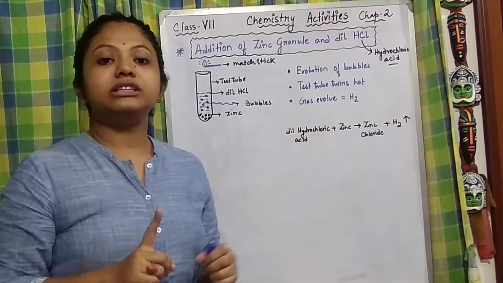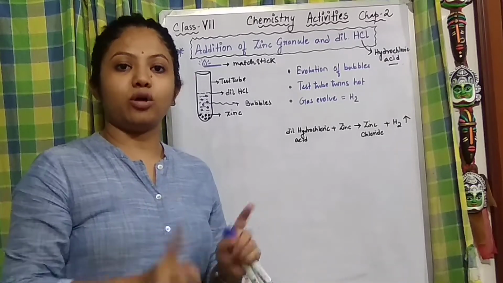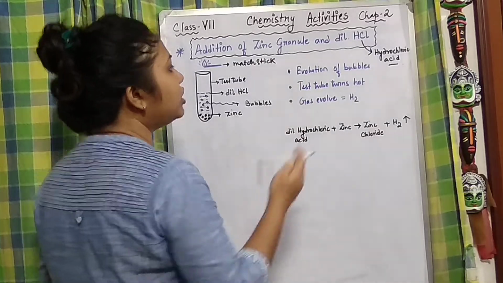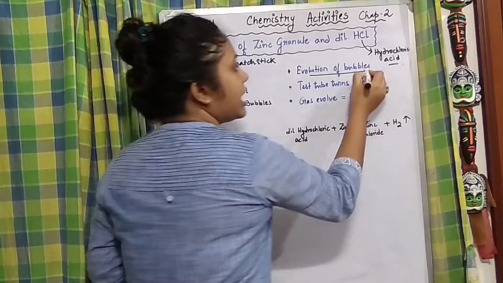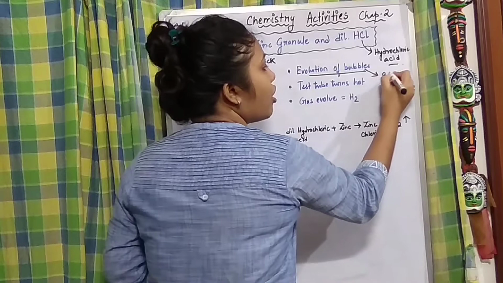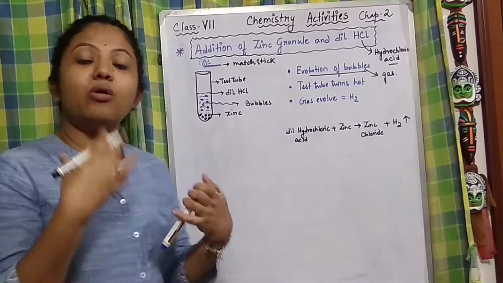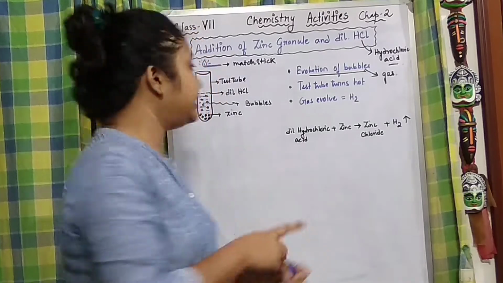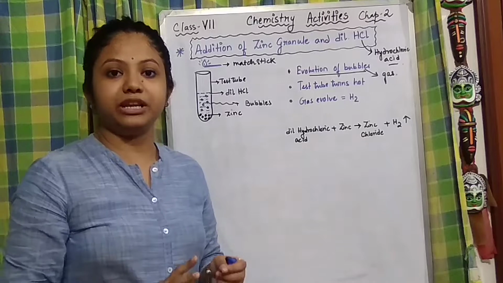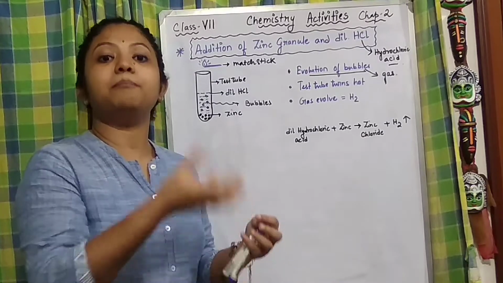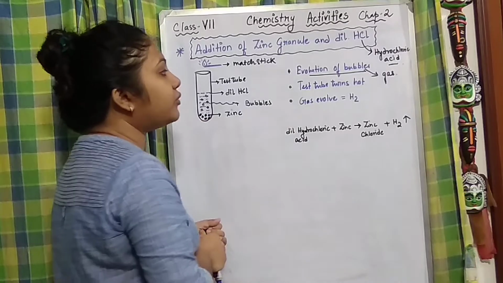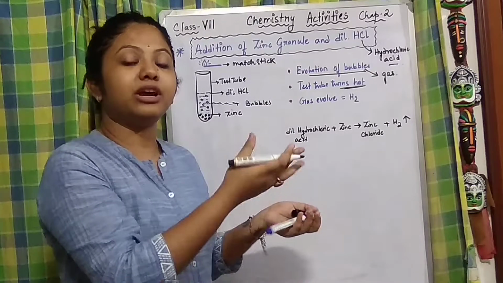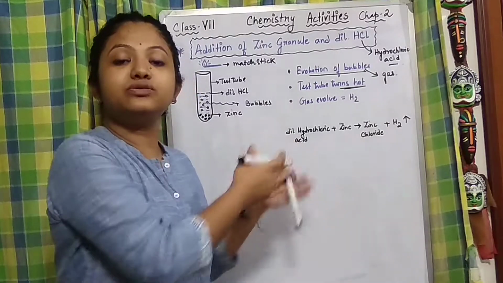Okay. So what are the changes we are going to see? While observing, we will see evolution of bubbles. Now here, evolution of bubbles will denote what? It will denote the evolution of gas. Because only gas evolves, and when it is inside the liquid, that is the dilute hydrochloric acid, the liquid medium, it will evolve as bubbles. Then the test tube will eventually turn hot. Now, why does the test tube turn hot? Because of the release of energy.